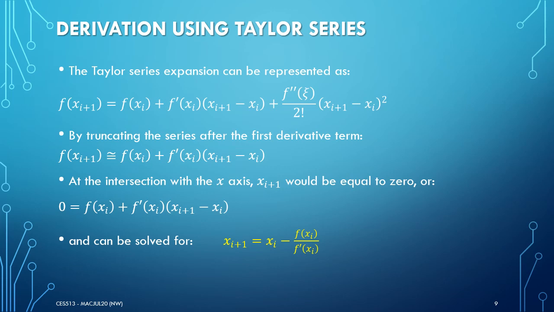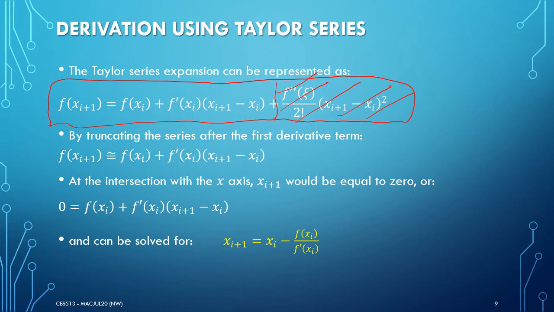Okay, aside from the geometric derivation that we saw in the previous slide, the Newton-Raphson formula can also be derived using the Taylor series. So if we look here, the Taylor series expansion can be represented as this equation. Then, by truncating the series after the first derivative term, that means we take out this part.